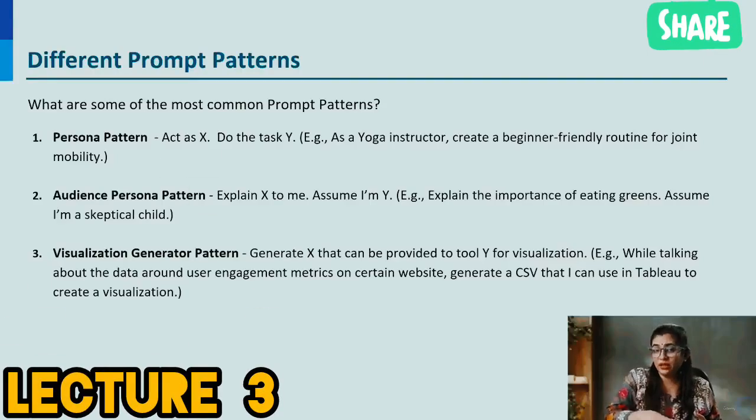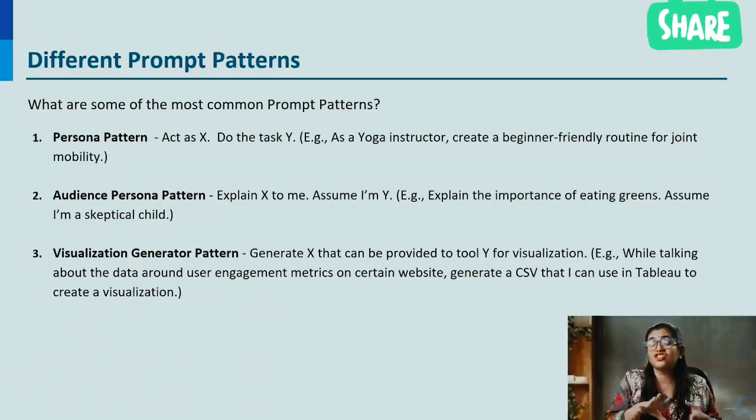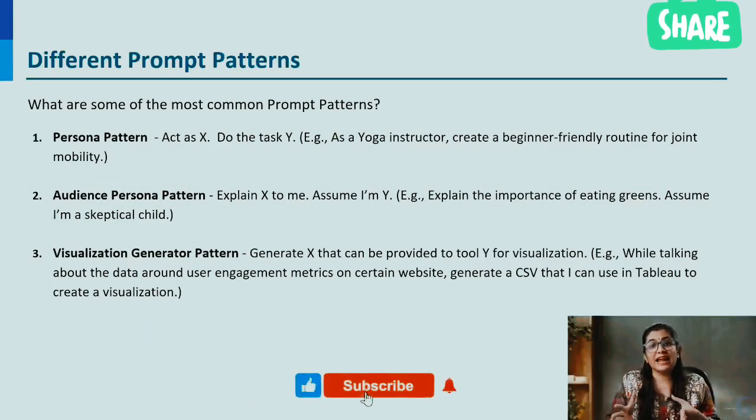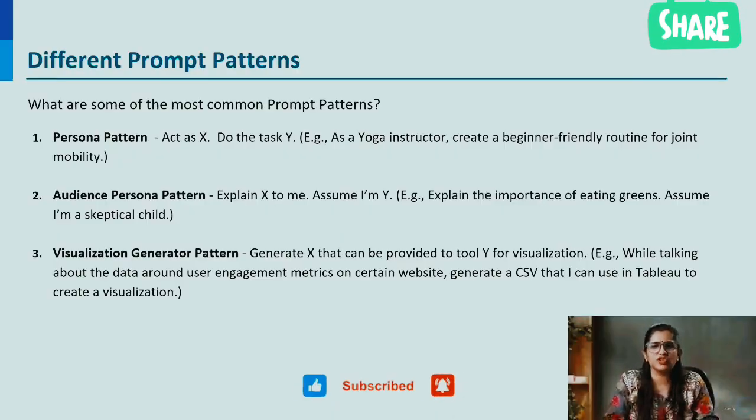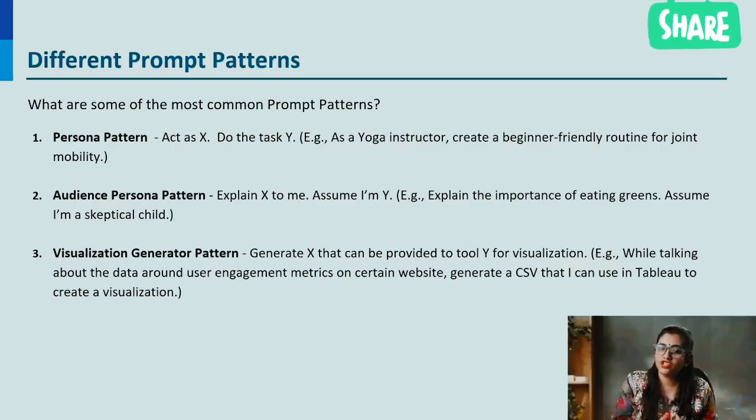Generate data in tabular format. It can generate CSVs that you can download and provide to your tool for visualization, data analysis tasks, modeling, machine learning tasks, anything. So these are the first three prompt patterns: persona pattern, audience persona pattern, visualization generator pattern.